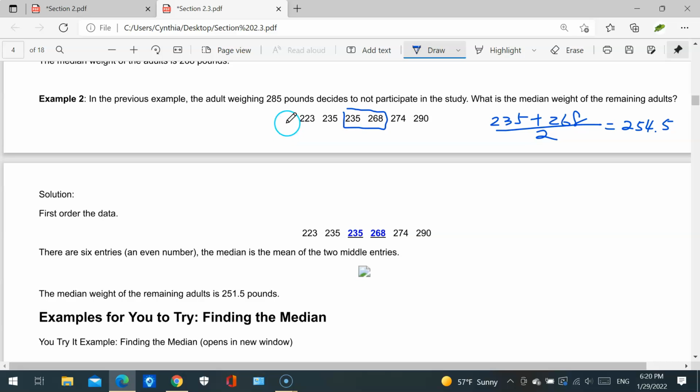So step 1, put your data into descending order or increasing order. These two are telling the same thing, which is from smallest to largest. When your data has an even number of entries, you take the middle 2, add them, and divide by 2. That would be the median.